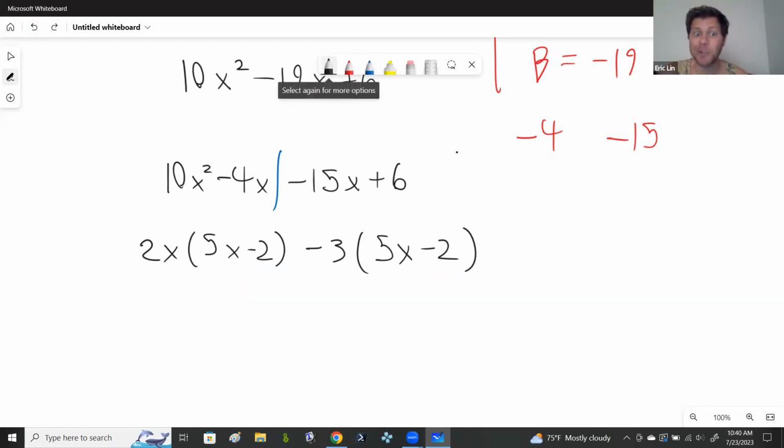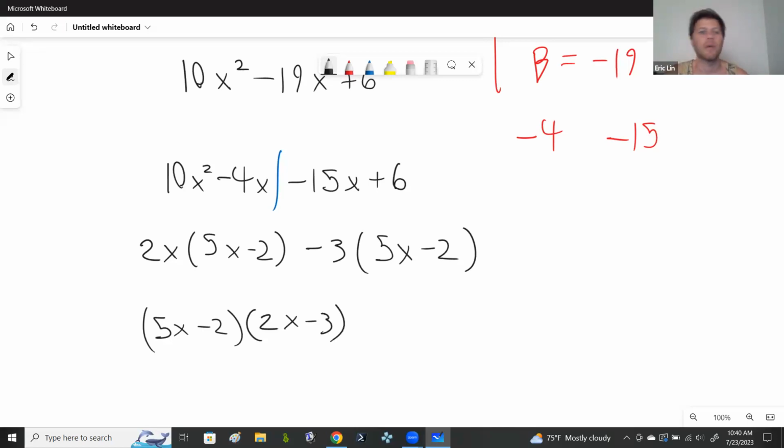So I'm going to factor out 5x minus 2. I'm going to grab the common factor between both of them and factor it out. And the thing I'm left with inside is 2x minus 3. So that does it. That is our factor method.